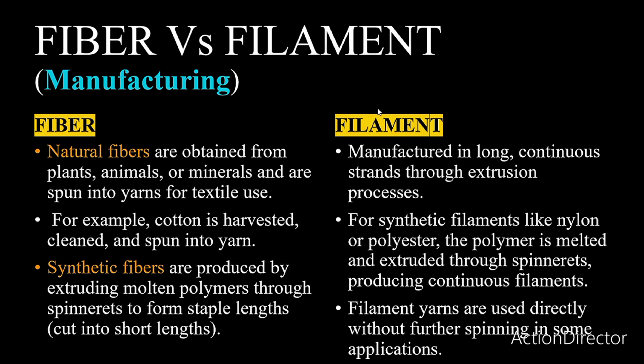For the case of filaments, they are manufactured in long continuous strands through the extrusion process. For synthetic filaments like nylon or polyester, the polymer is melted and extruded through a spinneret, producing a continuous strand, a continuous filament. Filament yarns are usually used directly without further spinning in some applications.